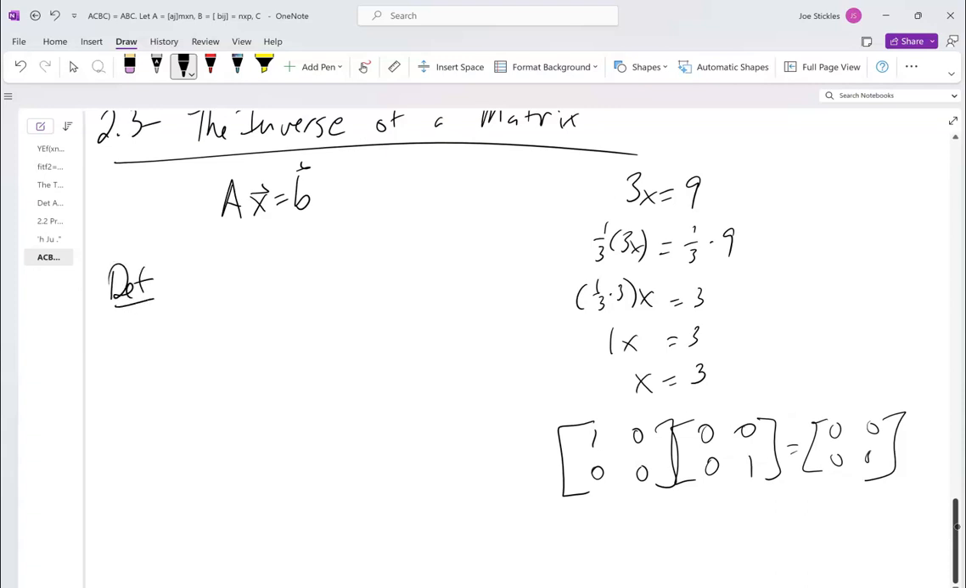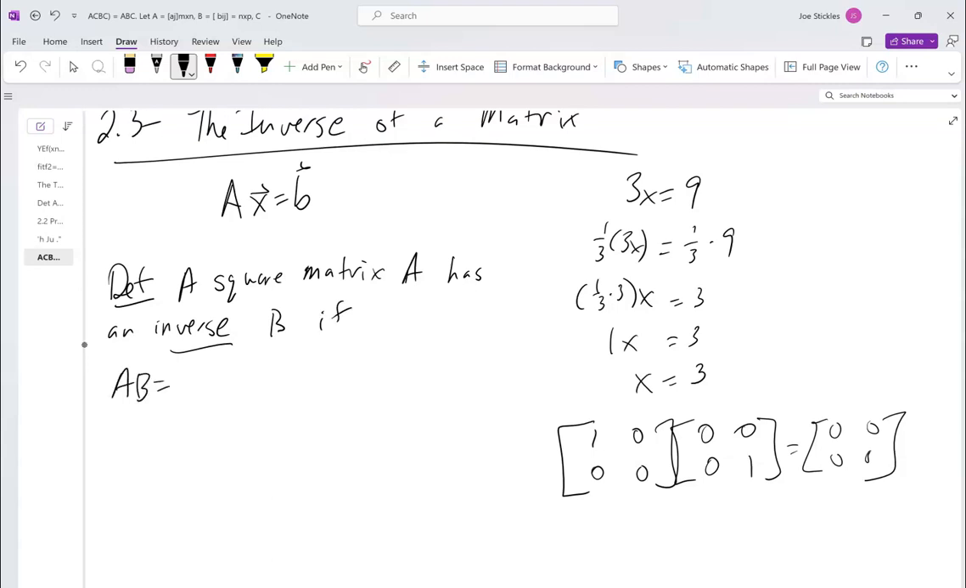So for my definition here, a square matrix A has an inverse B if A times B is the same thing as B times A is the identity matrix. Technically, we refer to this as a two-sided inverse.